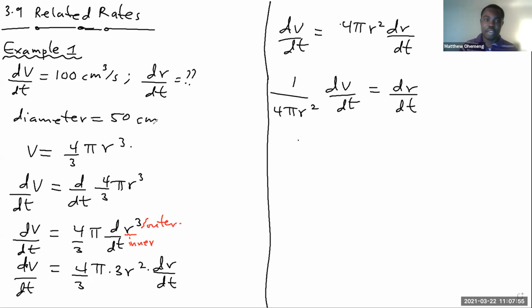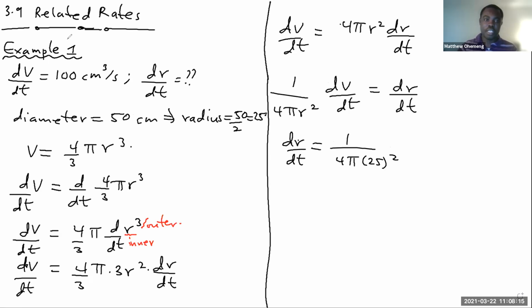But wait, before we do that, we need a radius, right? It's r squared here. We can get the radius from the diameter. Because the diameter is 50, the radius will be 50 divided by 2, which is 25 centimeters, right? So putting everything together, we have dr over dt equal to 1 over 4 pi times 25 squared, times dV over dt, which is 100 centimeter cubed per second. Now for the unit, the radius is in centimeters and the time is in seconds, so this will be centimeters per second.